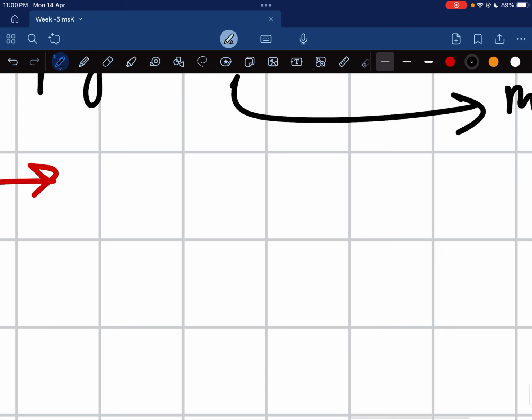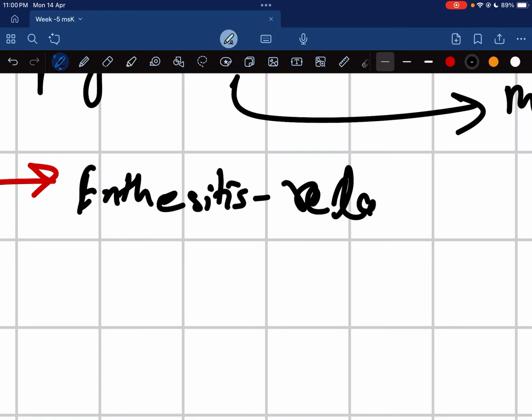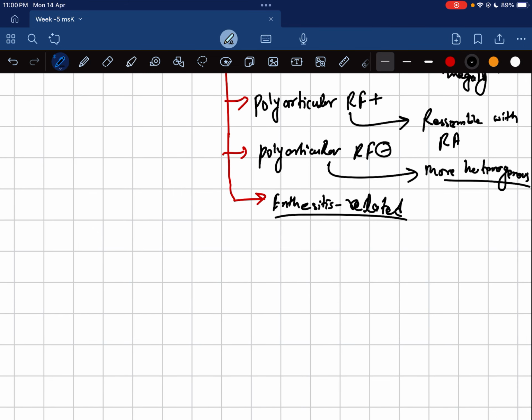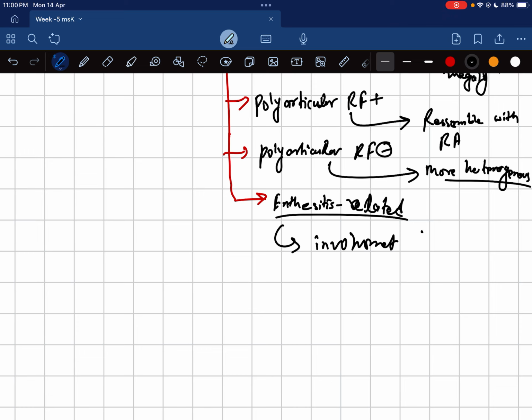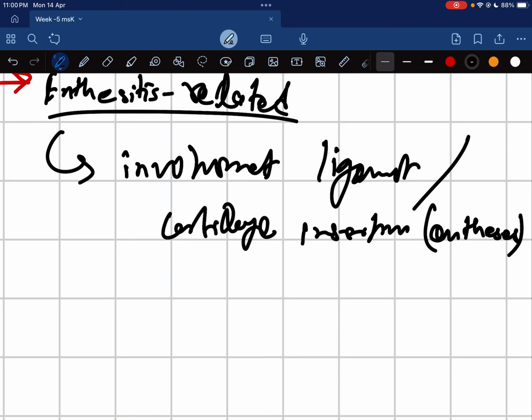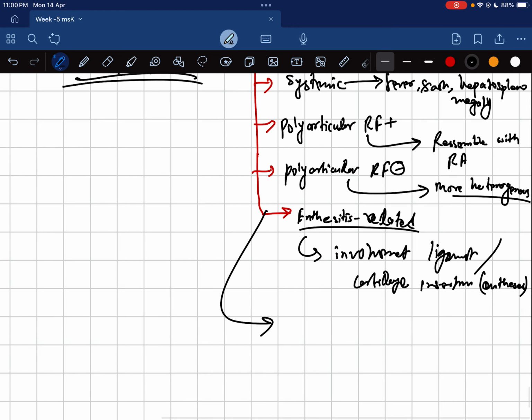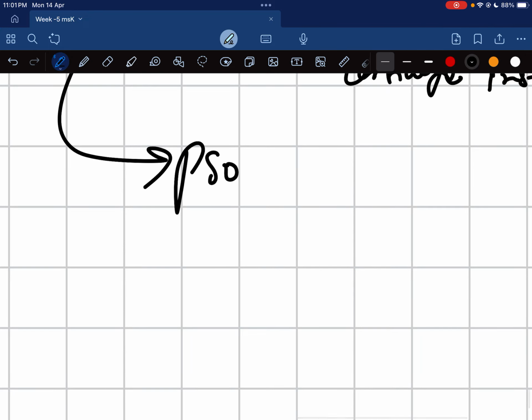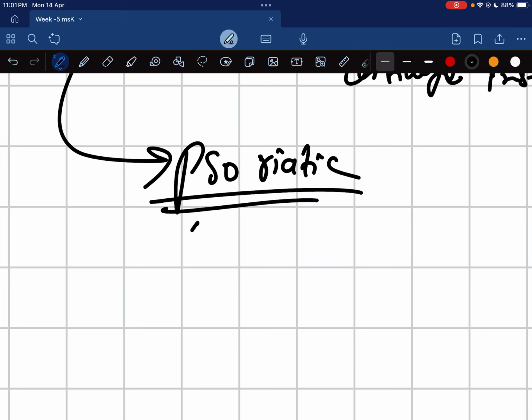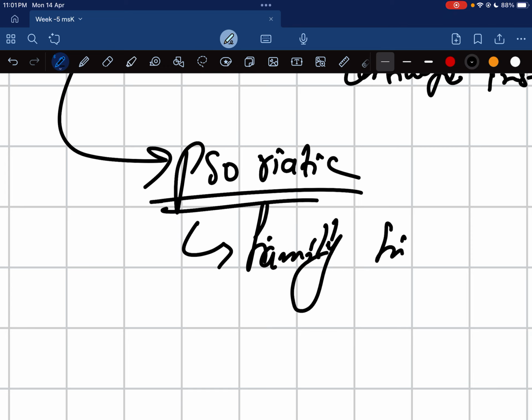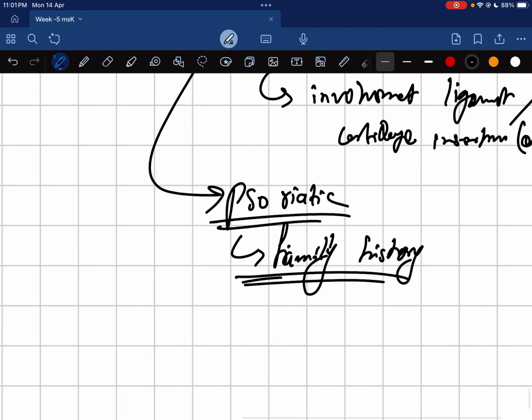And there is another type called enthesitis related, with direct involvement of ligaments, ligament and cartilage insertion, which is known as the enthesis. And another one is psoriatic, in which there is a family history. So this is regarding subclassification.